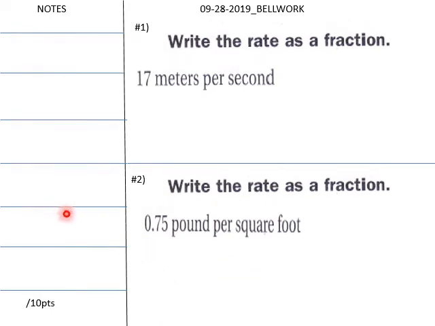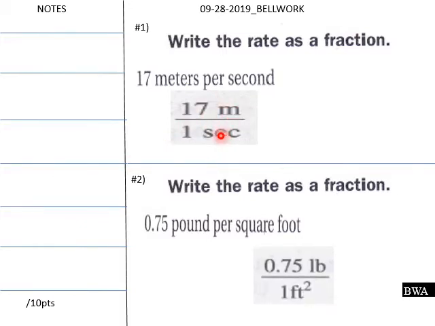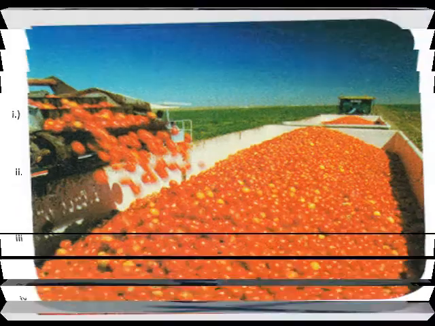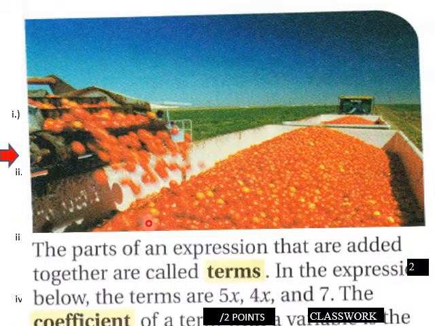We're back for our solutions for our bell work. There would be the way you would write 17 meters per 1 second, 0.75 pounds per 1 foot, 1 square foot. We got a square there, don't forget that. Okay, into our lesson here.